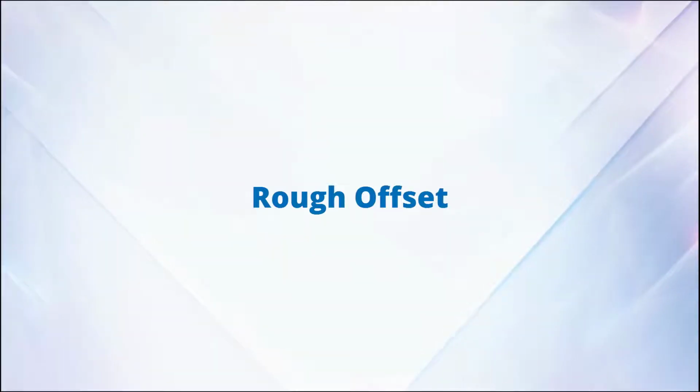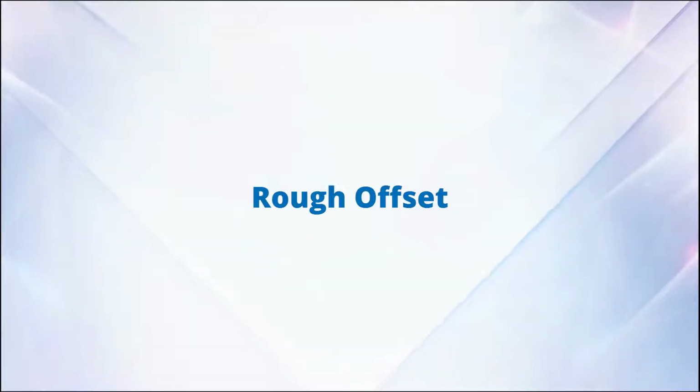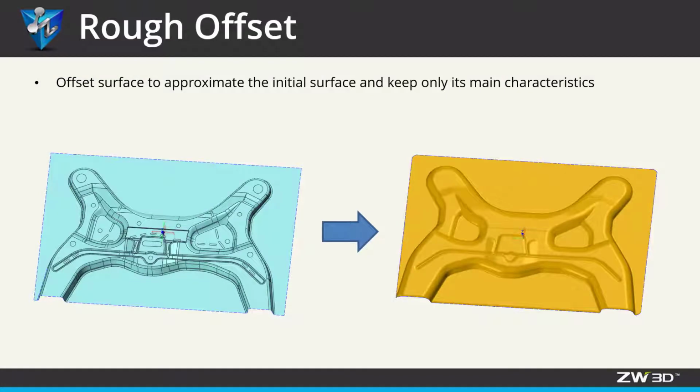Rough Offset. Rough Offset is a new feature in ZW3D 2020. It can generate a set of surfaces which approximate the initial ones.